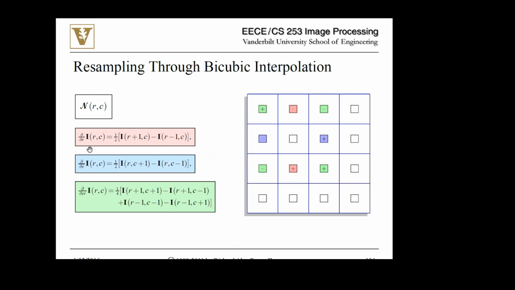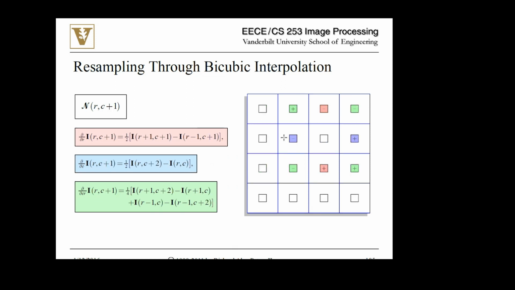So here we have, for instance, this one, this direction, and this one. This one is in this direction. This one is this direction. And then you can estimate the derivative somewhere else.